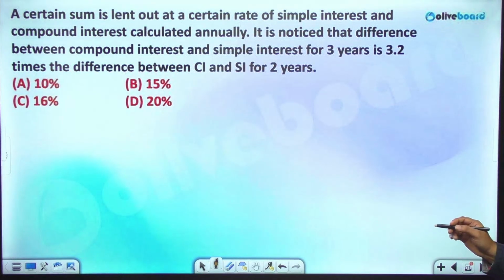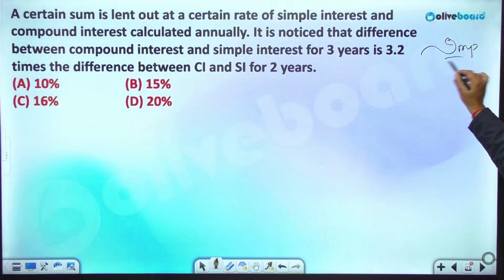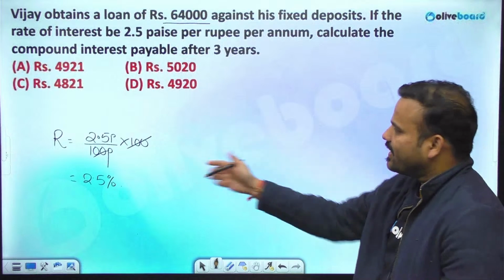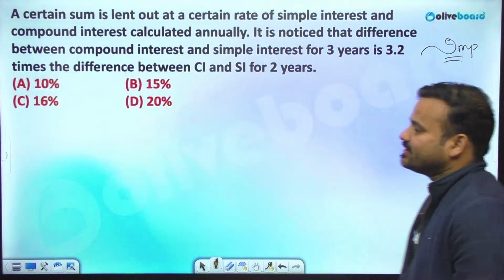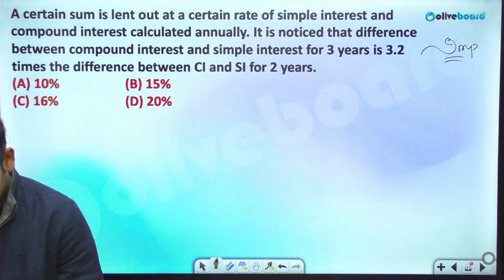You can comment in the homework form. This is important. In the previous question, we had the principal and the rate. Here you just need to compute the compound interest. That's it. This is an important question. We will be moving to DI now.